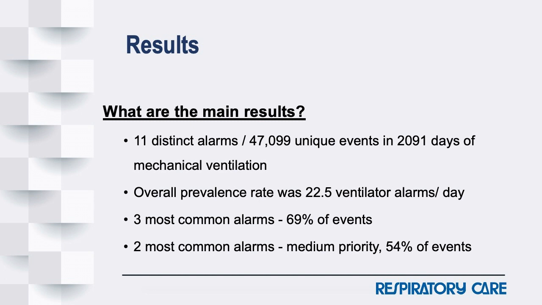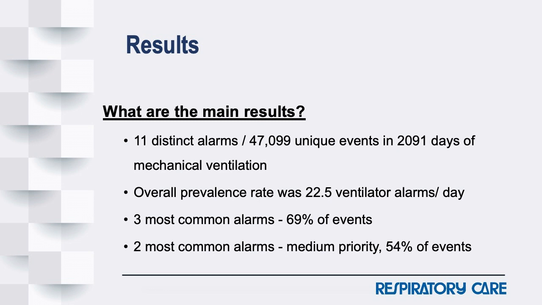The overall prevalence rate, and what they mean by prevalence rate here is also going to be the same prevalence rate that you're going to hear in the discussion about a couple of other studies, is the number of alarms per patient day. So it's how many times each individual ventilator patient alarms that day. And the prevalence rate overall was 22.5. Believe it or not, some of you might be saying, wow, that seems high, and some of you might be saying, why isn't it 100 alarms per day? But anyway, their overall prevalence rate was 22.5 ventilator alarms per day per patient.